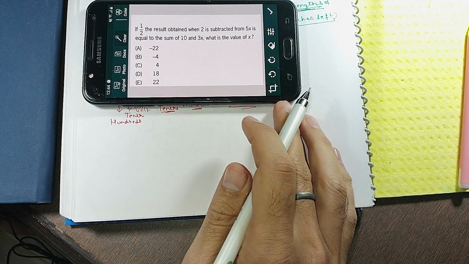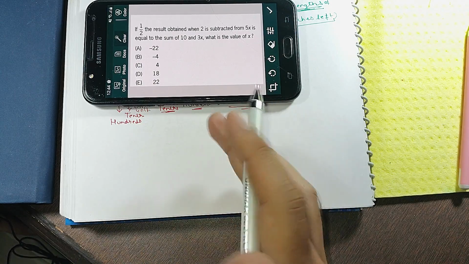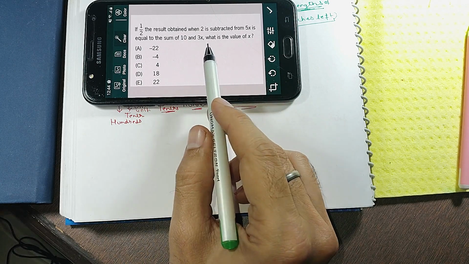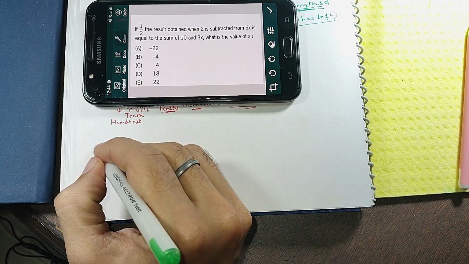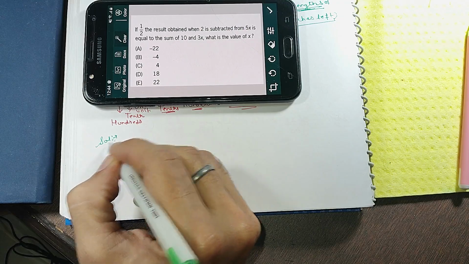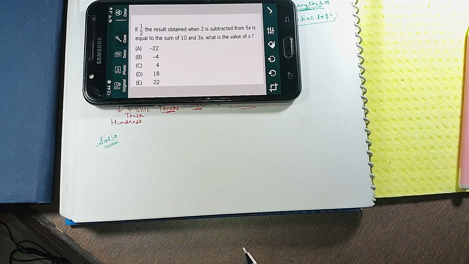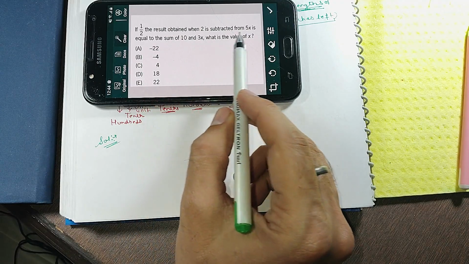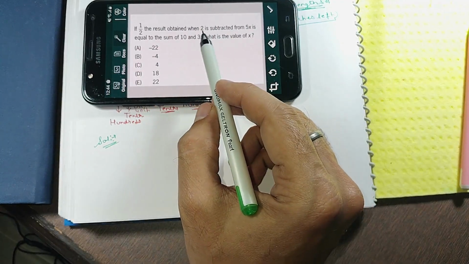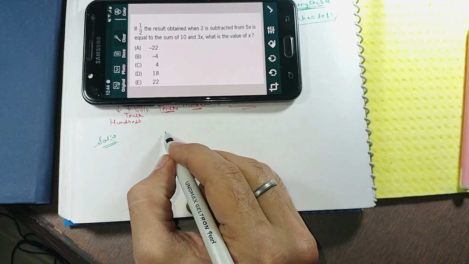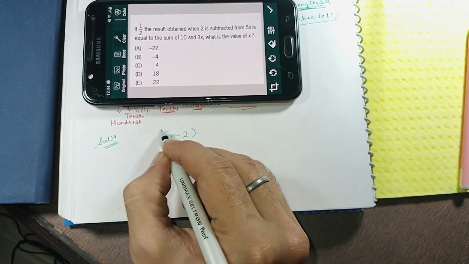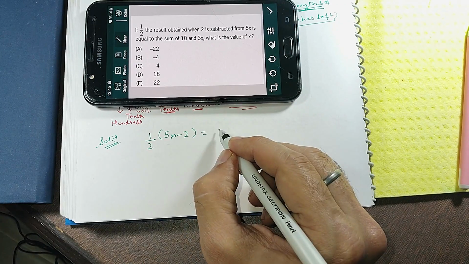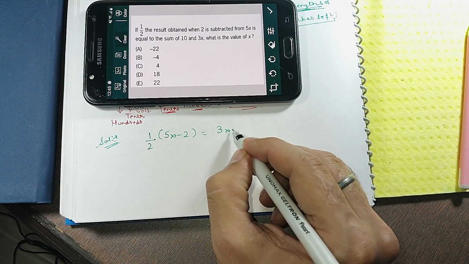If 1 by 2 of the result obtained when 2 is subtracted from 5x is equal to the sum of 10 and 3x, what is the value of x? So basically in this question he wants that we must change this statement into an equation. So he says 1 by 2 of the result obtained when 2 is subtracted from 5x. So 2 has to be subtracted from 5x. That means 5x minus 2, and 1 by 2 of the result obtained is equal to the sum of 10 and 3x. So this will be 3x plus 10.